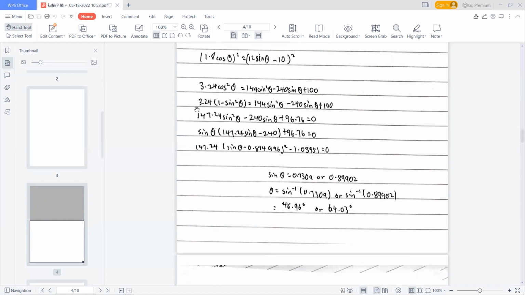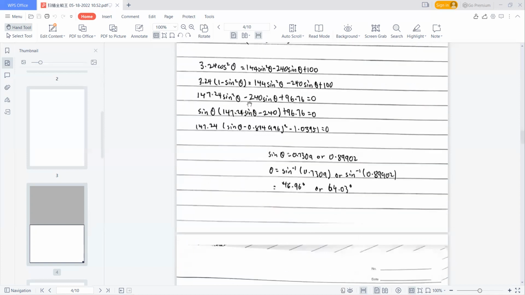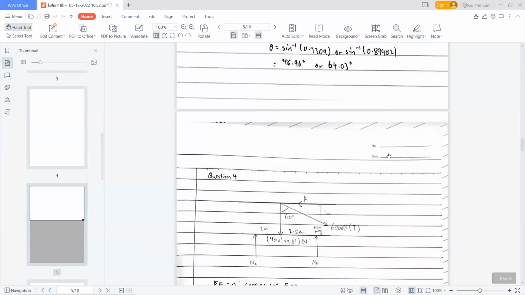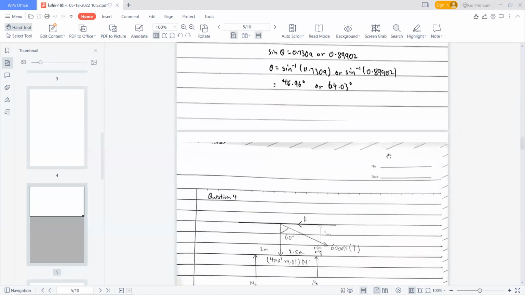to represent cos square theta. So we will get the answer, which is 147.24 times sine theta minus 0.8149 square minus 1.04 equal to 0. After we solve it, we will get the degree, which is 46.96 degree or 64.03 degree.